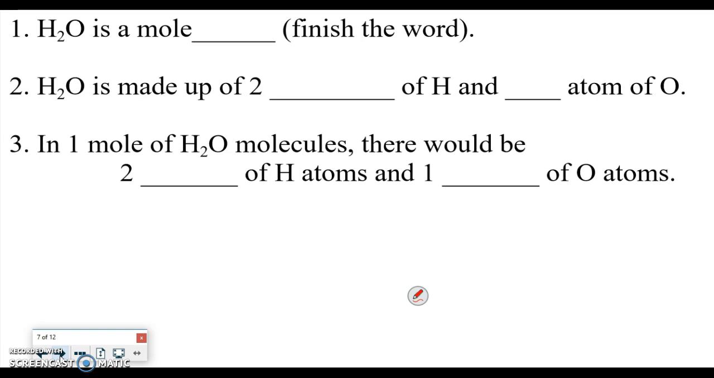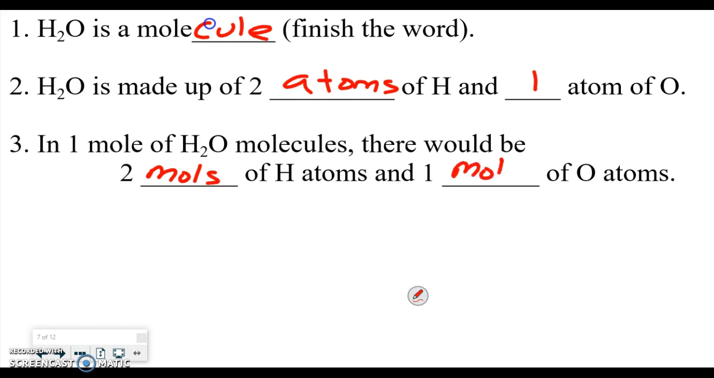H2O is a molecule. H2O is made up of 2 atoms of hydrogen and 1 atom of oxygen. And if you have 1 mole of water molecules, there would be 2 moles of hydrogen atoms and 1 mole of oxygen atoms. A couple things that I want to point out to you. Mole and mole are the same thing, and they can be used interchangeably.